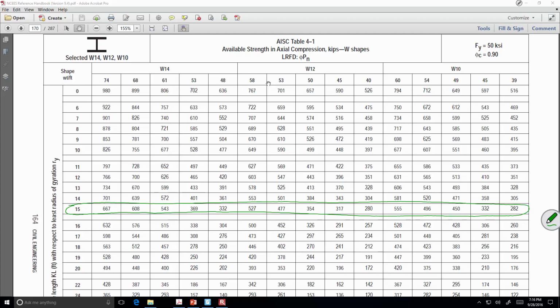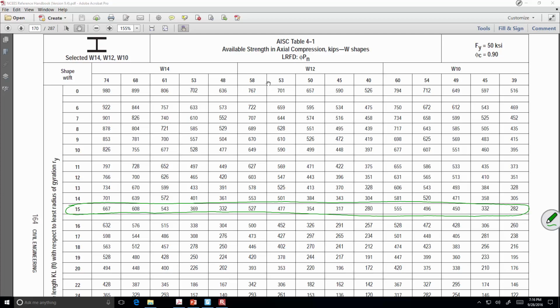Okay. Now what you're seeing on these columns are the given shapes. So for instance, let me look at this first column. This first column here is a W14 by 74. Everybody see that? Now I propose that if you have a column that's a W14 by 74 and it's 15 feet long, assuming the weak axis governs, its capacity is 667 kips. Does everybody see that? Okay. W14 by 68, 608. Everybody good?